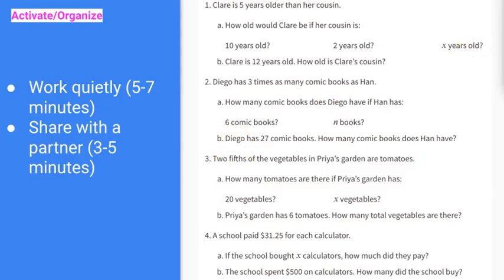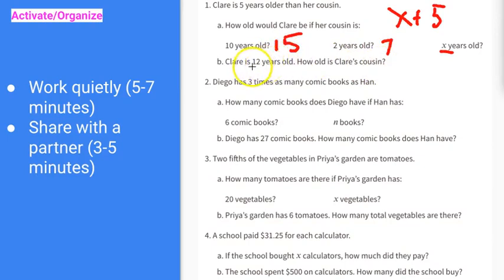All right, I don't want to get too long here, so we're going to go ahead and build some expressions. All right, so Claire is 5 years older than her cousin. How old would Claire be if her cousin is 10 years old? Well, for this, what's going to be the basic thing? We can look at this X years here. Yeah, it's however old the cousin is, right? Plus 5. So if the cousin is 10 years old, then, yeah, Claire is 15. If her cousin's 2, then she's 7.